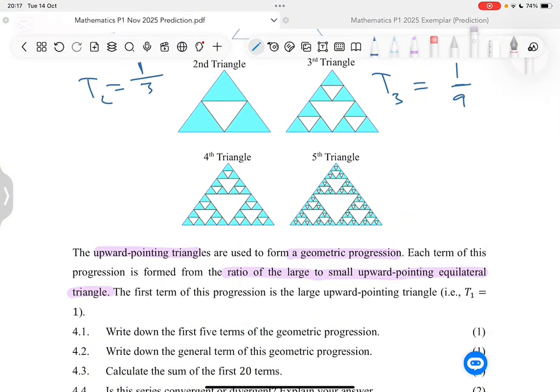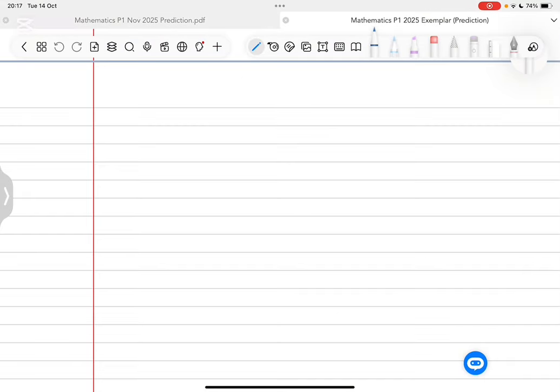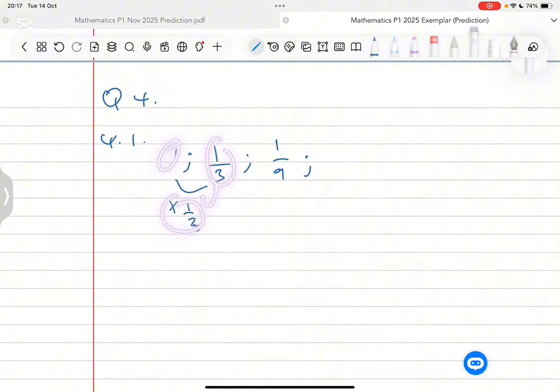And of question 4.1, they then say to us to write down the first 5 terms of the geometric progression. So I'm doing question 4 here, and I'm under 4.1. We said our first term would be 1, our second term would be 1 over the 3, and our third term would be 1 over a 9. Already you can see here that our common ratio is 1 over 3. I'm multiplying by 1 over 3 to get to the next term, because if you say 1 times 1 over 3, it will give you 1 over 3.